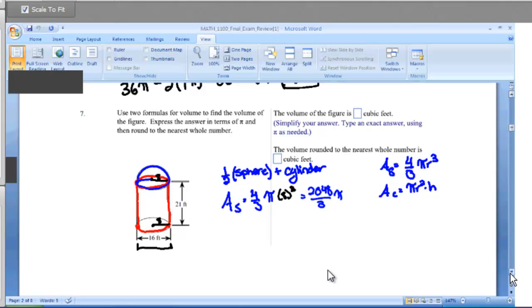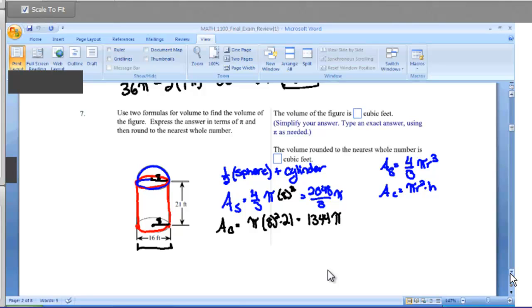Again, remember, we're going to take half of that in a minute. And then let's do the volume of the cylinder. So pi, then our r is still 8 squared times height. Our height is 21 feet. And if we work that out, we're going to get 1,344 pi. Because again, we're keeping it in terms of pi for the first answer.